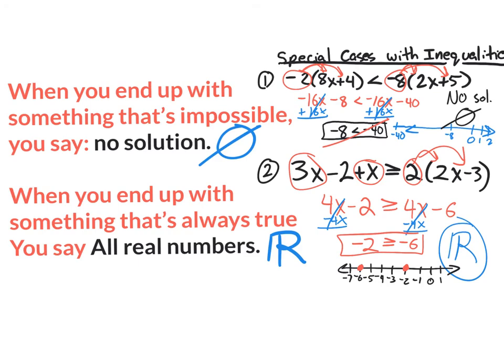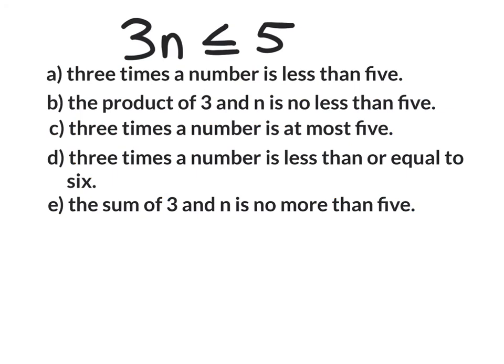So here are the notes once again. When you end up with something that's impossible, you say no solution. When you end up with something that's always true, you say all real numbers. Let's jump to this one right here. Like I said, there will be some multiple choice questions on tomorrow's quiz. Right here we have the inequality 3n is less than or equal to 5. Now the question is, which one of these following possible answers can represent it?